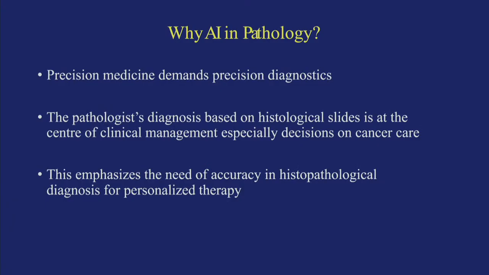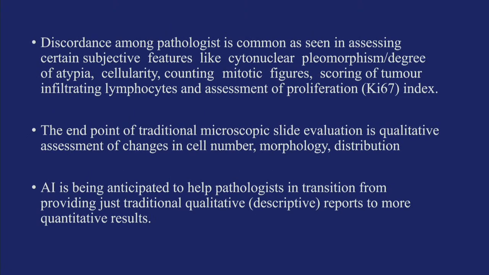But why do we need AI in pathology? Today is the era of precision medicine, and precision medicine means precision diagnosis. The pathologist's diagnosis is based on the histological slides. So this was the center for cancer care, and there, as I've shown you in the previous studies, there can be scope. I'm not saying that there will be.